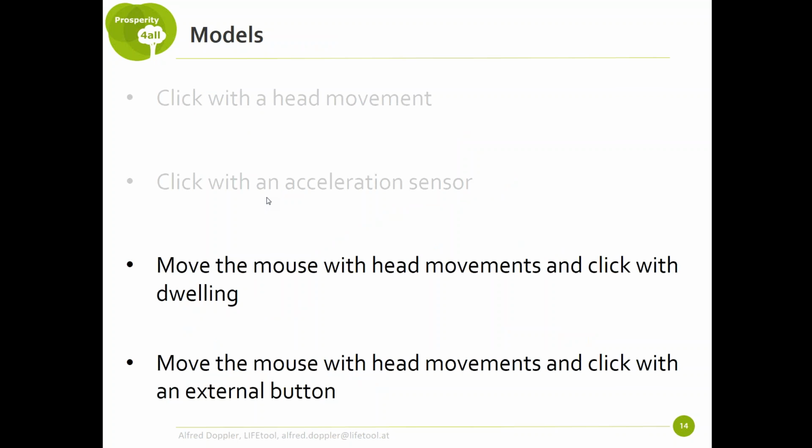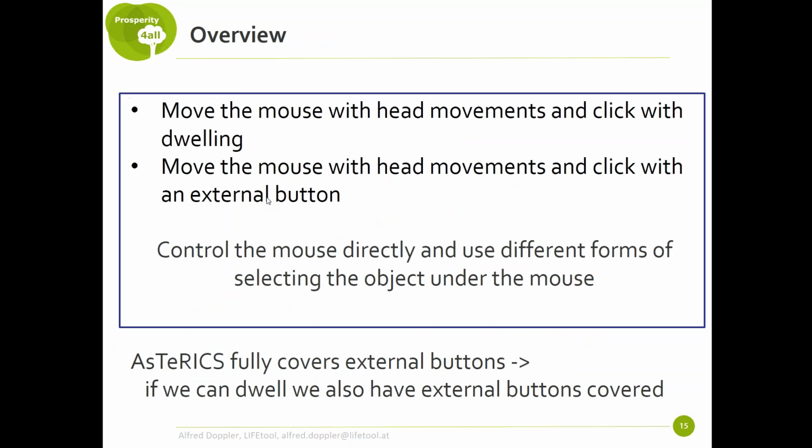So this brings us to the last two models, and this is the model with the head movement and click with dwelling, and the model with head movement and click with an external button. If you look from it from a higher perspective, it's basically the same model regarding the head movement, and just a different form of selecting the object under the mouse. So AsTeRICS fully covers all external buttons. I don't think there's any button that AsTeRICS cannot use. So if we can dwell, this means if our application can dwell and make a click with dwelling, then the external buttons are already covered.